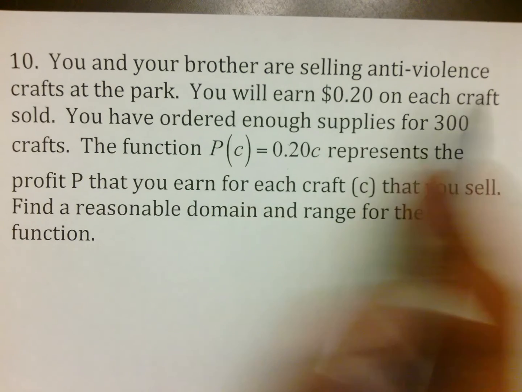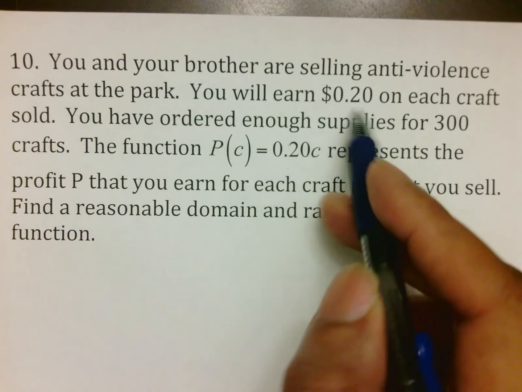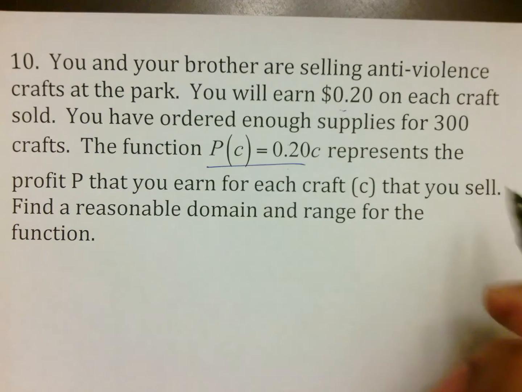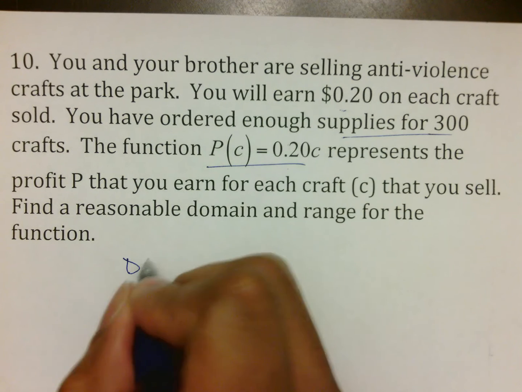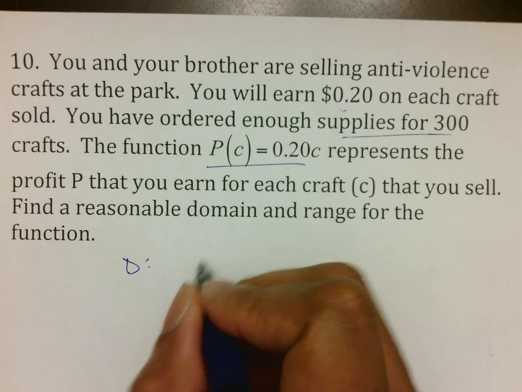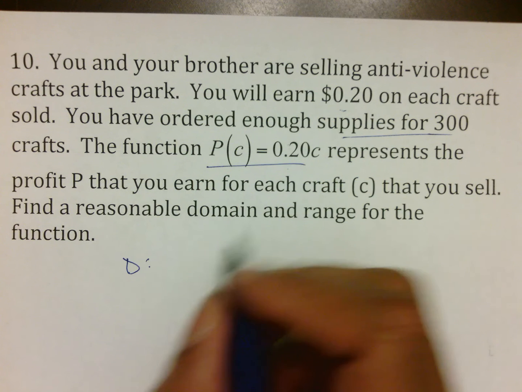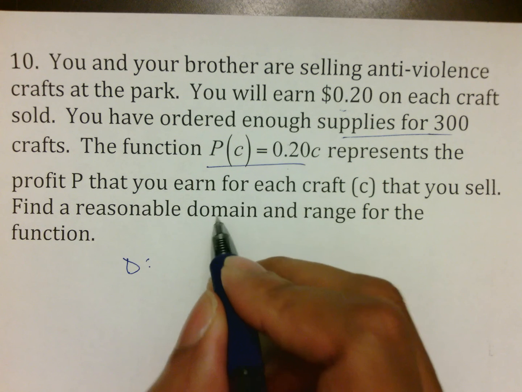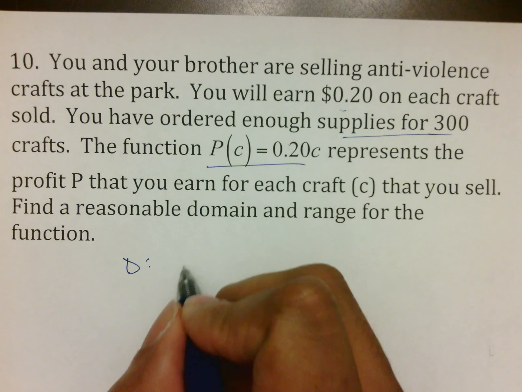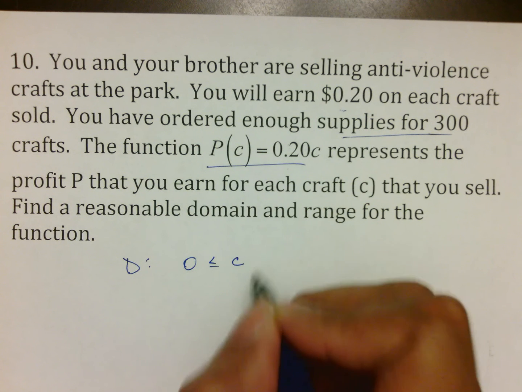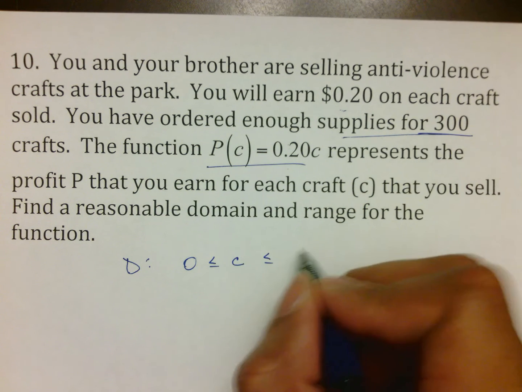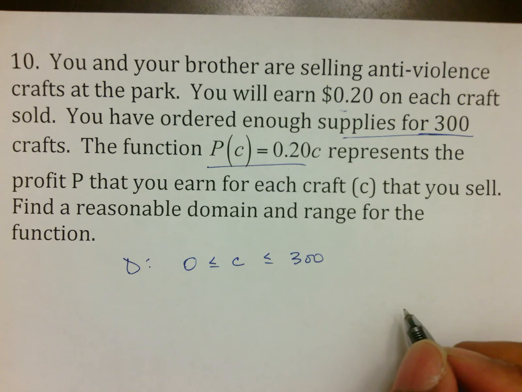It talks about you and your brother selling crafts at the park. You earn this much on each craft. They give us a function here. Says we have enough supplies for 300 things. They want a reasonable domain. Remember, the lowest number and highest number is what they're looking for. A domain, that's what you can do. Domain deals with your crafts. Lowest number of crafts we can sell is 0. Have to use C for crafts. The highest number of crafts we can sell is 300.